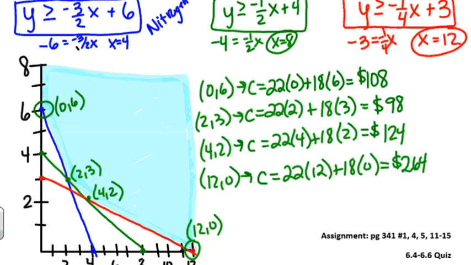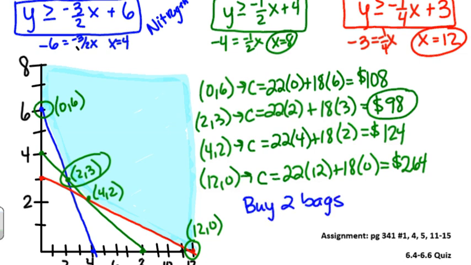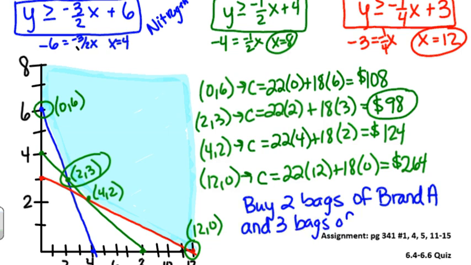So our lowest minimized cost is 98, which you can see if we go as low as we can, but to the farthest left is this point, which gives us $98. So we want to buy 2 bags of brand A and 3 bags of brand B to minimize our cost. So our final answer would be to buy 2 bags. Our X value is 2, so 2 bags of brand A and 3 bags of brand B.